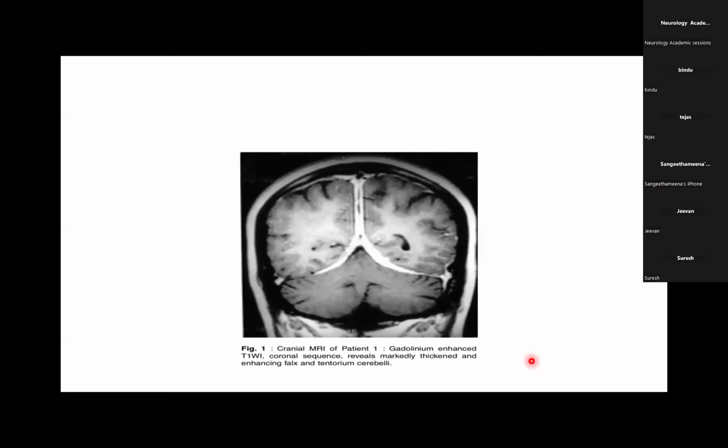All the etiological workup was negative, so this was suspected to be idiopathic hypertrophic pachymeningitis.